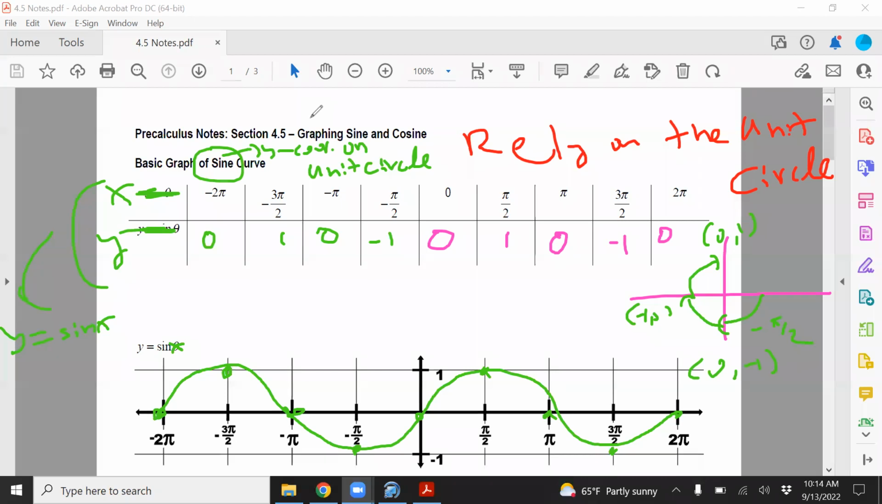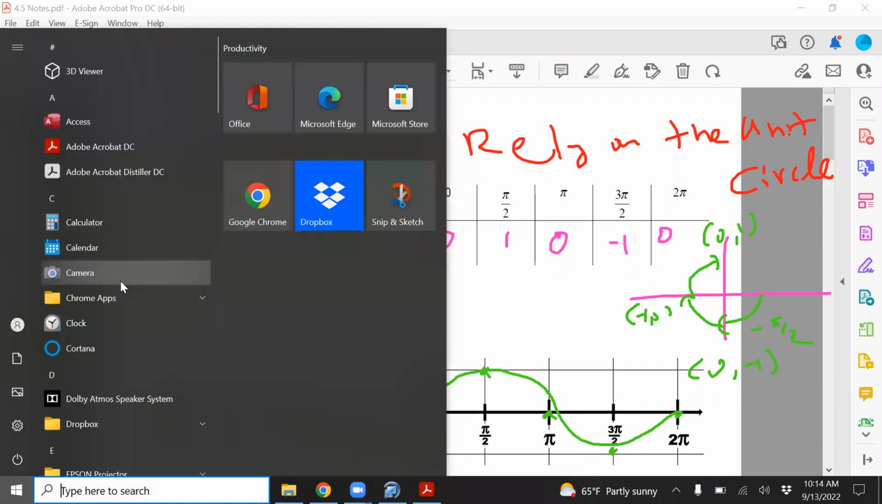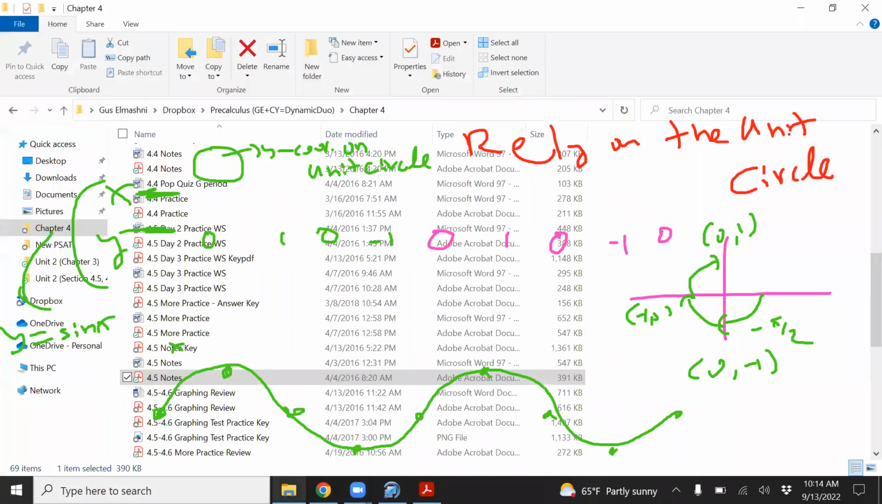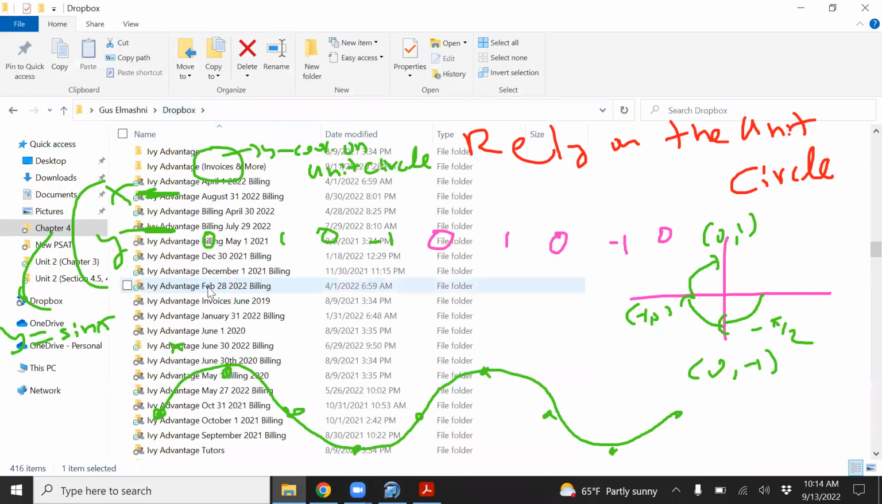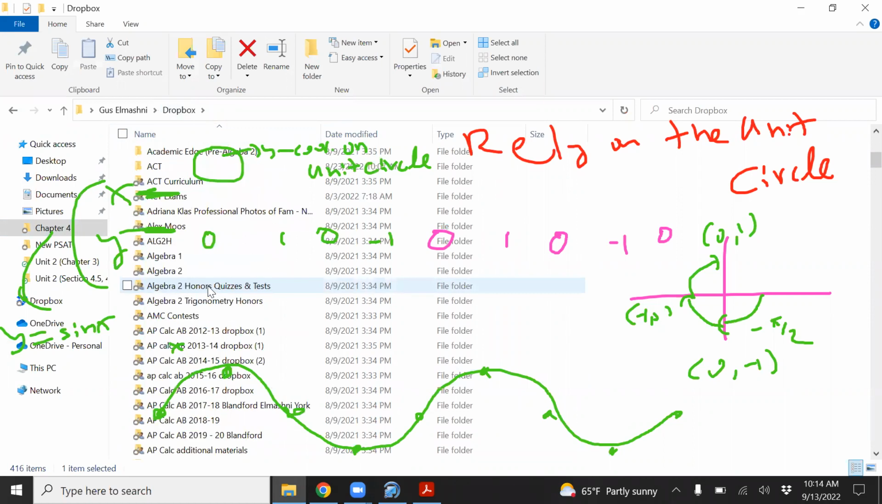Before I get too carried away with the stuff down below, let me pull up my graphing calculator. I have an app that's really cool. Let's see here.